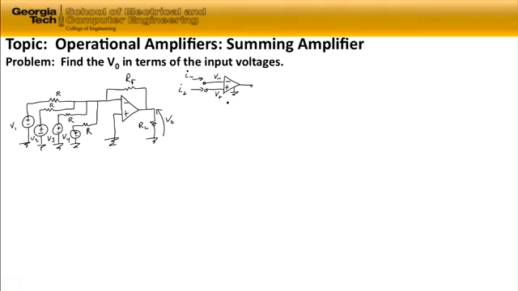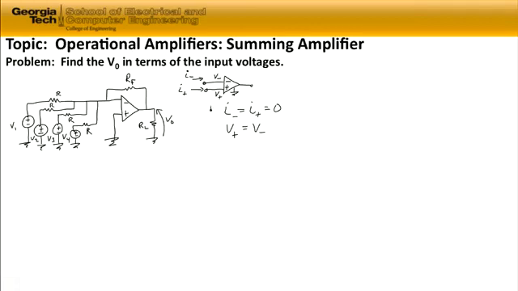The properties of the op amp which are important for linear circuit analysis are that the input currents, I minus and I plus, for the inverting and non-inverting inputs are equal, and they are zero. The other property that we need to utilize is that the voltage at the non-inverting input is equal to the voltage at the inverting input.